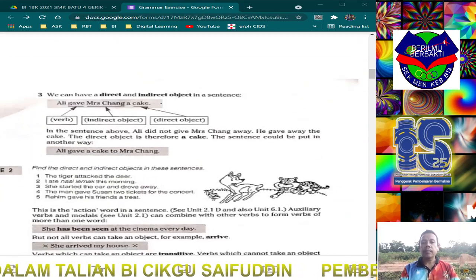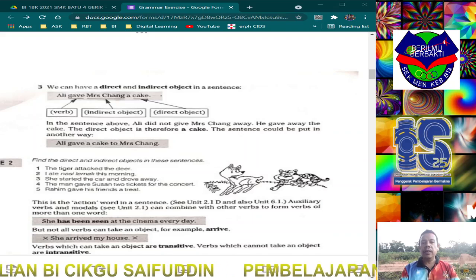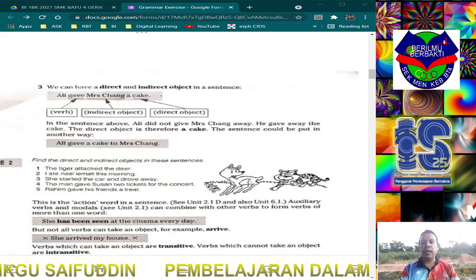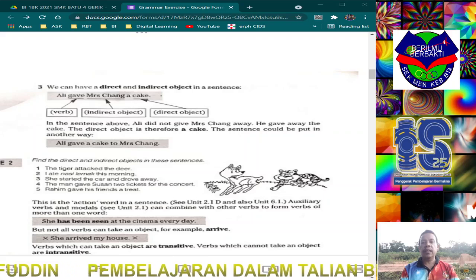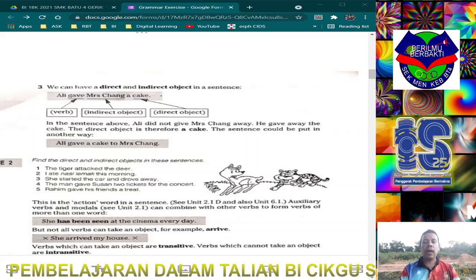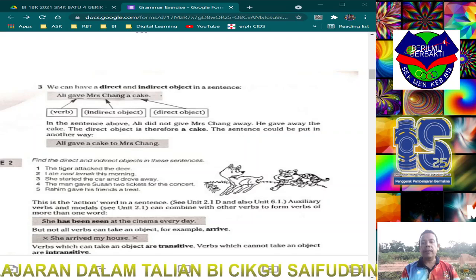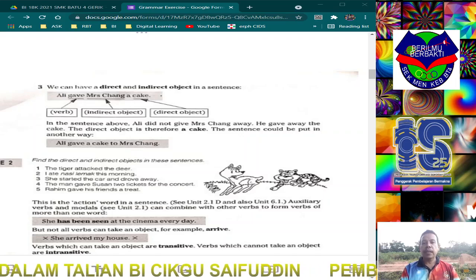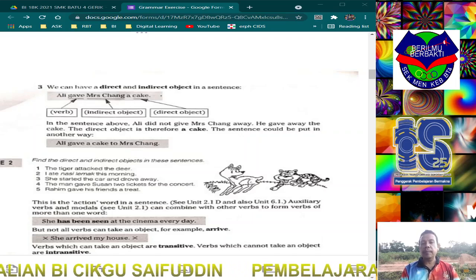Ada juga kita menggunakan indirect and direct object in a sentence. Ali gave Mrs. Chang a cake. Gave is a verb, Mrs. Chang is the indirect object, and a cake is the direct object. Sepatutnya dia boleh tukar dalam bentuk yang lain, iaitu Ali gave a cake to Mrs. Chang. Ali is the subject, gave is the verb, a cake is the direct object, and Mrs. Chang is the indirect object.